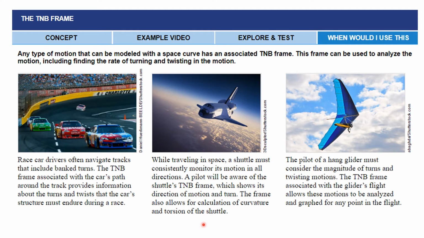Second example, while traveling in space, a shuttle must consistently monitor its motion in all directions. A pilot should be aware of the shuttle's TNB frame, which shows the direction of the motion and the turn. The frame also allows for calculation of curvature and torsion of the shuttle.